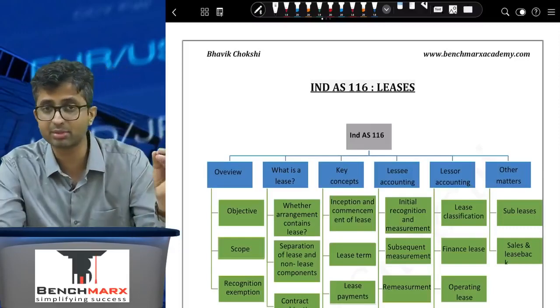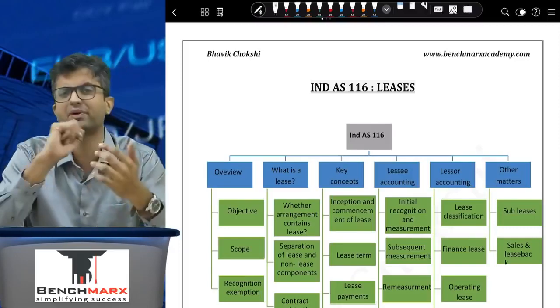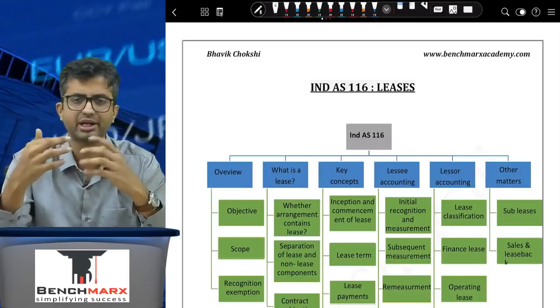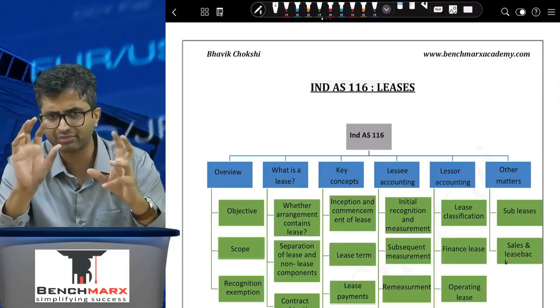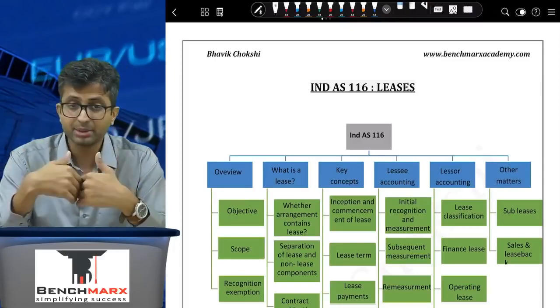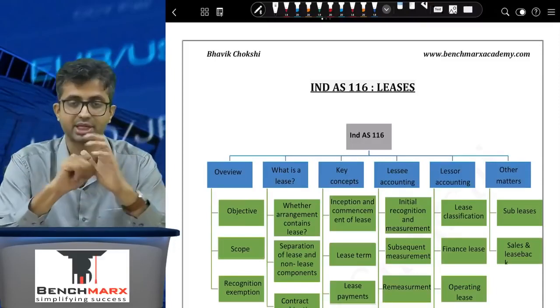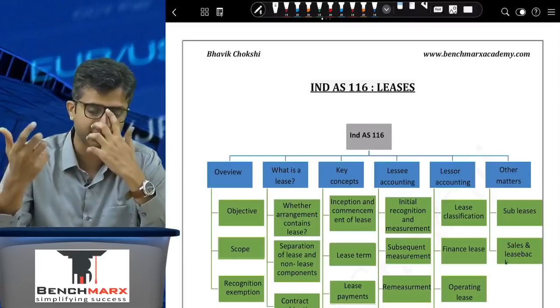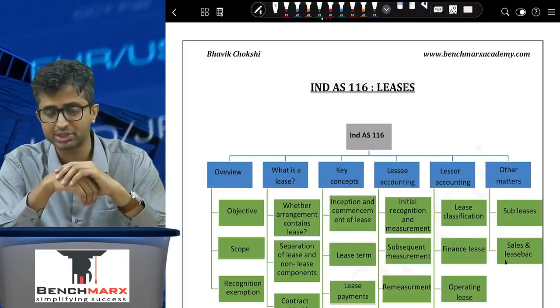There can also be some remeasurement where you are not physically modifying the lease terms. However, you are indeed changing the estimates. For example, the possibility that the renewal option will be exercised, the possibility that the purchase option will be exercised, etc., are all remeasurements.